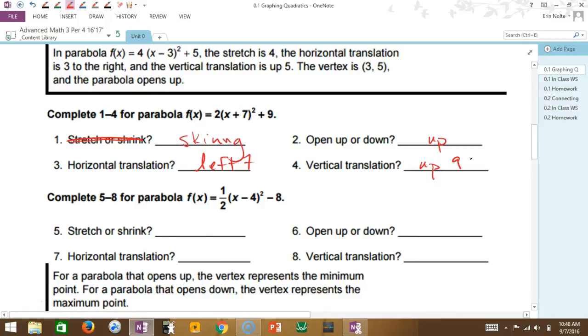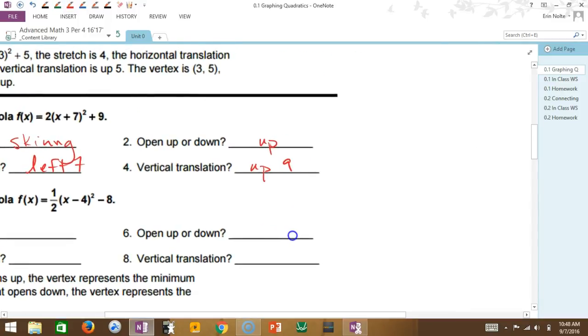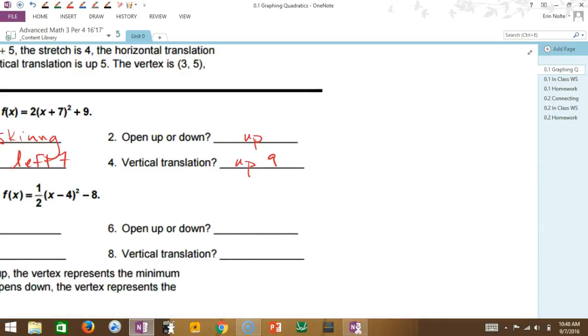Okay, your turn. On your sheet of paper, draw this function. Give me 3 points and make sure to label all 3 points, please.